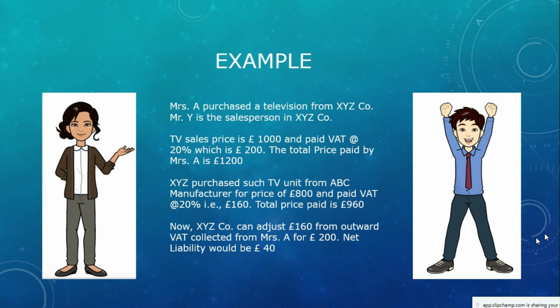So here Mrs. A, let's assume that she is the ultimate customer. She is not selling those goods to any other person. She is consuming or using those goods for her own benefit. So Mrs. A would be the ultimate customer. From there onwards there is no further chain of sale. So at that point the sale ends.